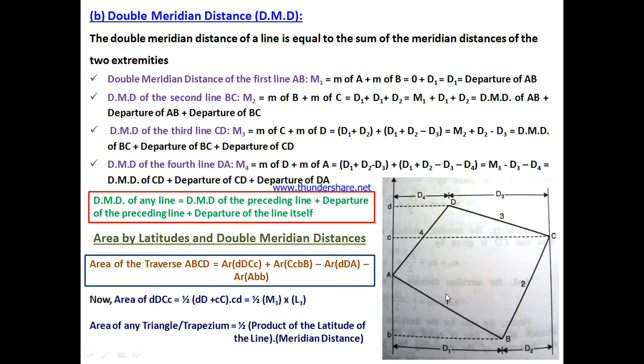In the previous case we were just measuring the length up to midpoints, like up to 1, 2, 3 and 4. So this is the basic difference. Now how to calculate the area?